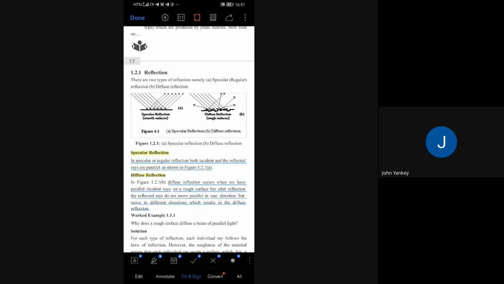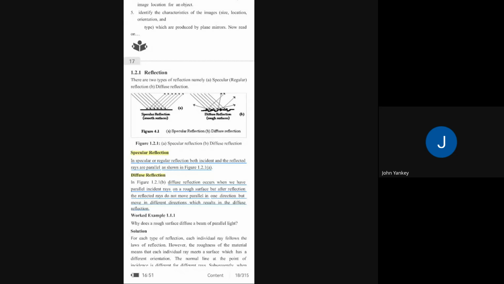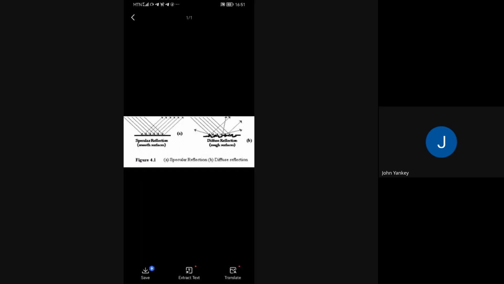But when the surface is rough, like a white cloth or a piece of paper, the reflected light will be scattered in different directions and will not form any clear image. Even though the laws of reflection are obeyed in both cases, regular or irregular, they are obeyed at every point of incidence. But with irregular or diffuse reflection, the reflected light is scattered in different directions.